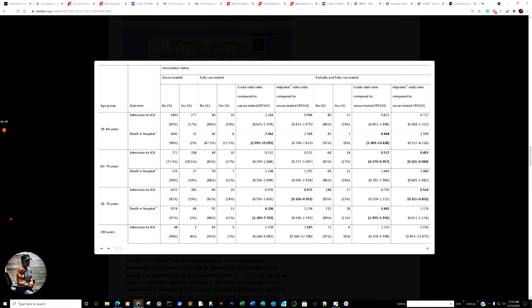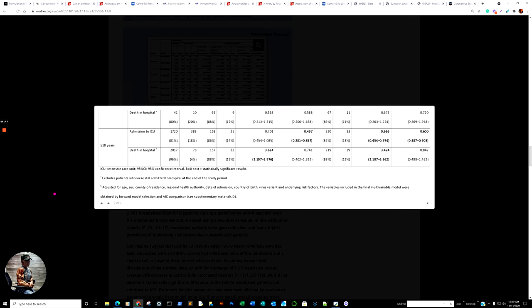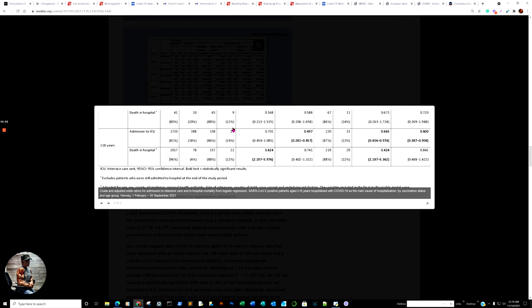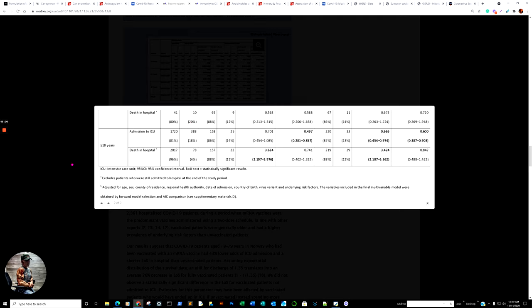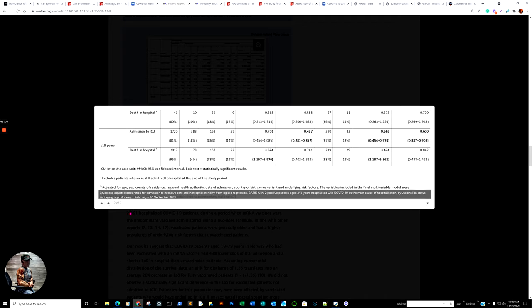If you are admission to ICU, 6%. If you're unvaccinated, 7% fully vaccinated, you're not a great selling point here. Mortality in hospital, there is less if you're 80 or older. So you had 20% there and 12%. And then above or equal to 18 overall. Ready? Mortality in hospital, 4%, 12%. Fully vaccinated here. Unvaccinated here.